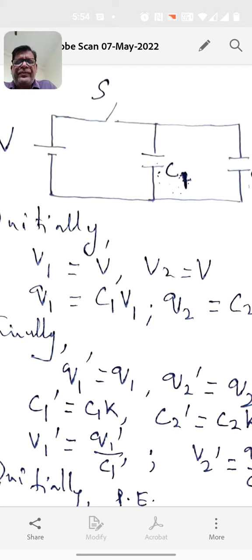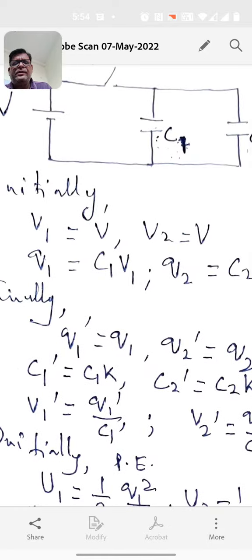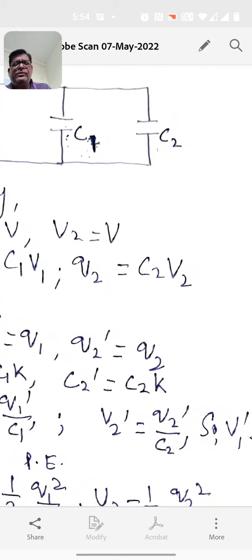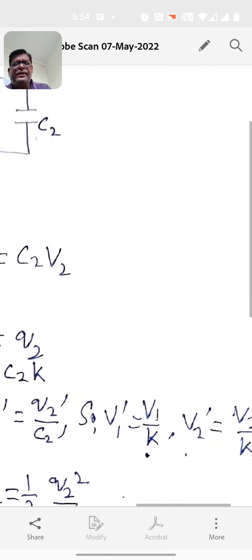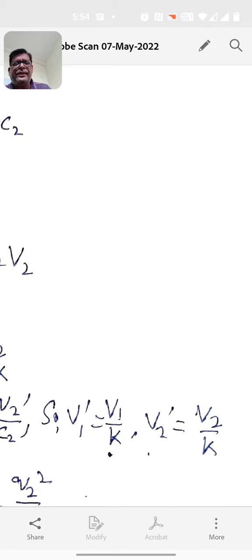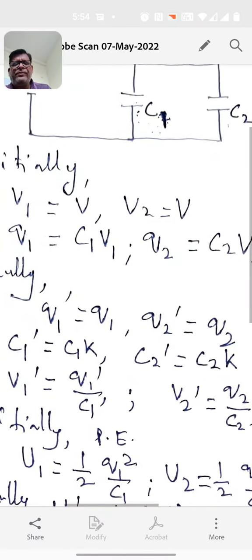So in this way, C1 dash is C1 K, C2 dash is equal to C2 K, and V1 dash is equal to Q1 dash by C1 dash and V2 dash is Q2 dash by C2 dash. So we get V1 dash is equal to V1 upon K and V2 dash is V2 upon K, because see here Q1 dash is equal to Q1 and C1 dash is equal to C1 K, and Q1 is equal to C1 V1, so V1 upon K is V1 dash.